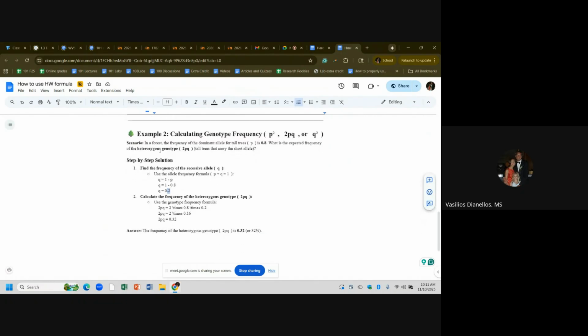The question's asking about how many are heterozygous, and we know heterozygotes are 2pq. So we simply plug those numbers in: 2 times 0.8 times 0.2. If you do the math on that, 0.8 times 0.2 is 0.16, and then 2 times 0.16 is 0.32. So there we go. We figured out the frequency of the heterozygous genotype. It is 0.32, and another way of saying that is 32%.